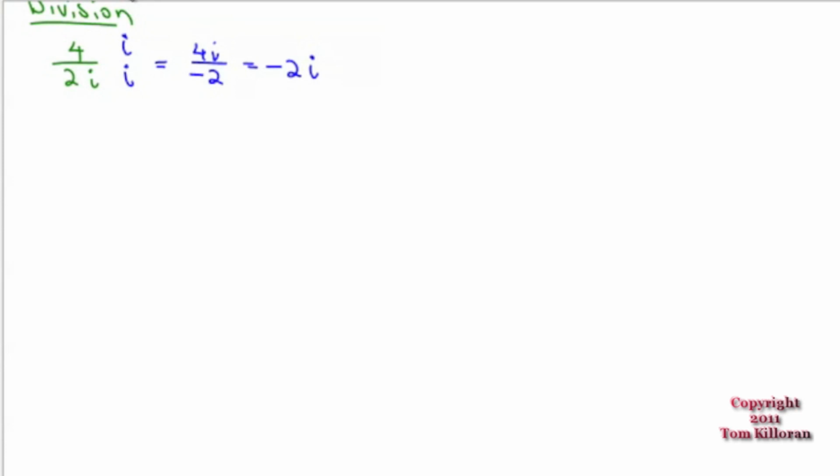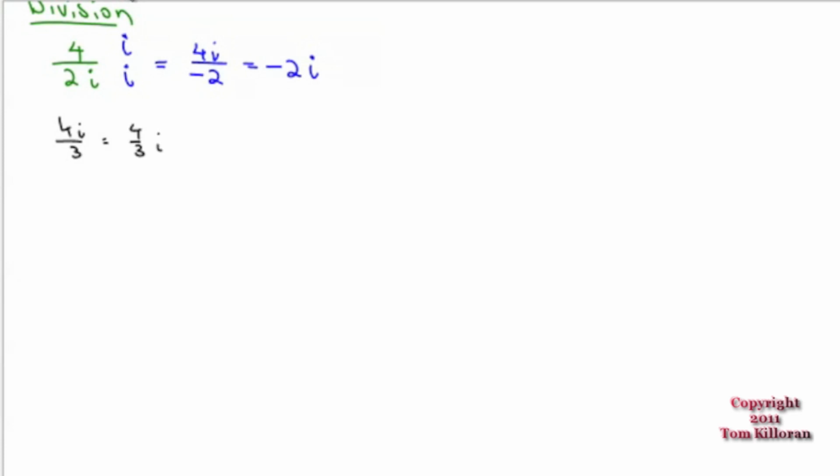So when it's written this way with no pluses or minuses anywhere, and there's an i in the bottom, just multiply top and bottom by i. If it's at the top, don't worry about it. Like if you have 4i over 3, just write it as 4/3 i.